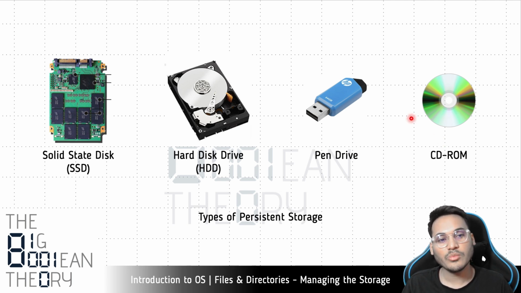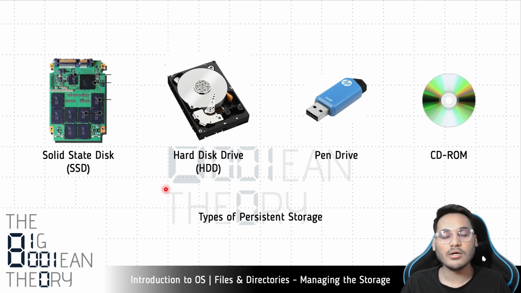And slowly they have been losing their popularity in favor of the more recent and more compact pen drive. So as you can see, the pen drive is a very compact version of the storage device, and it is also highly portable. It is based on the same technology as the solid state disk, that is flash based semiconductor technology. And these are the different examples of persistent storage devices that we use in our computer system.